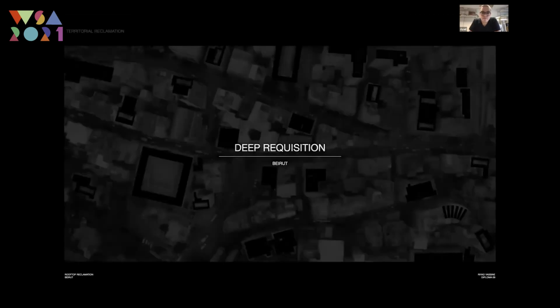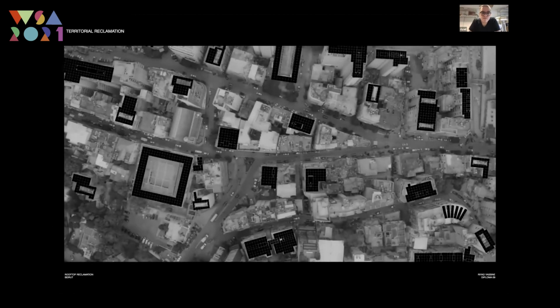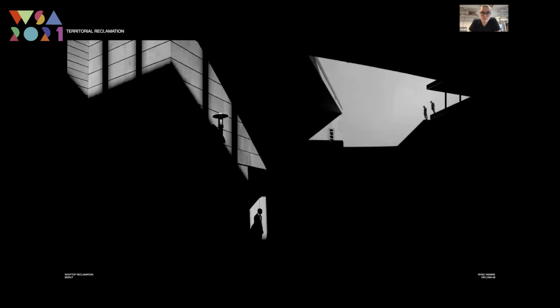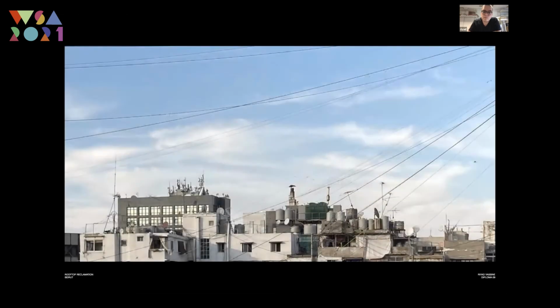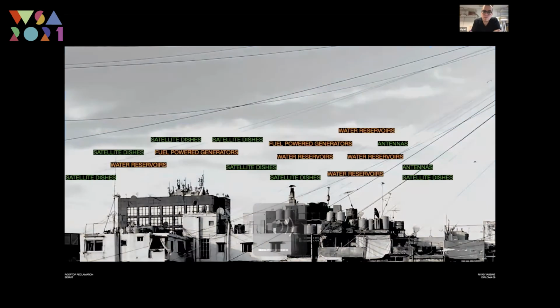Deep Requisition. The project proposes a gradual reclamation of the roofs of Beirut, an occupied territory which is currently used to compensate for government ineptitude. Here is a series of neighboring roofs in the neighborhood of Hamra. They are used purely for infrastructural purposes. Territory of Beirut.